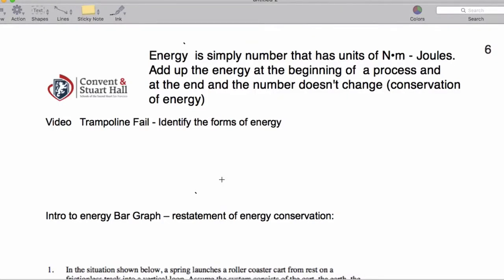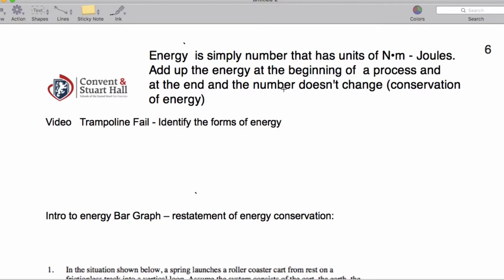So I wanted to review the definition of energy that we're going to be using for our homework. We did this in class after doing our demos, and so just to state it clearly, energy is simply a number that we discovered in nature. It has the units of newtons times meters, or joules.